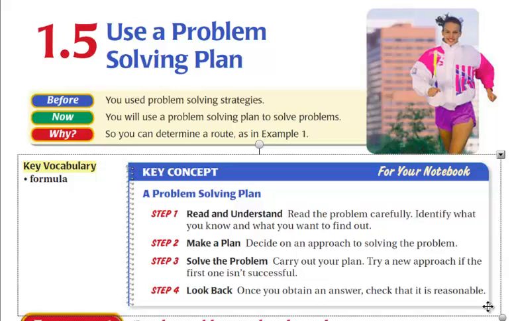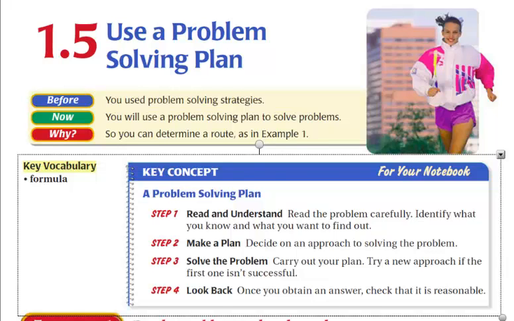First step, read and understand. We have to read the problem carefully, identify what you know and what you want to find out. Second step, we have to make a plan. Decide on an approach to solving the problem. Step 3 is solve the problem. Carry out your plan. Try a new approach if the first one is not successful. Then as the last step, we have to look back. Once you obtain an answer, check it is reasonable.